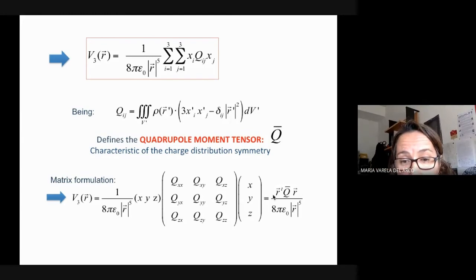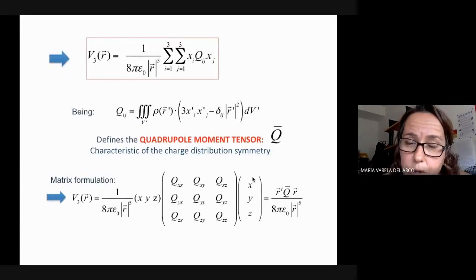In other words, you can write this as r transpose Q r over 8 pi epsilon naught r to the 5th. Okay? It looks funny, but at the end of the day, this thing over here is a number, it's a scalar. Because when you do this sum, you get this thing times this thing, and then that will be a horizontal vector, and then you sum that vector and multiply by the second thing. That's it, it's a number, it's a scalar. And that is the quadrupole contribution.